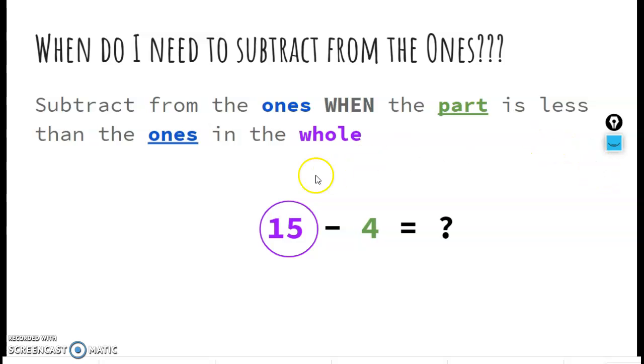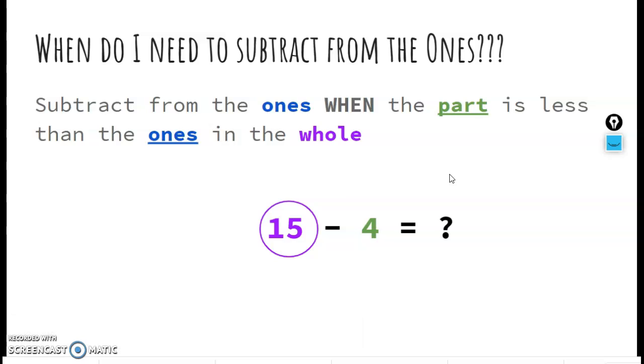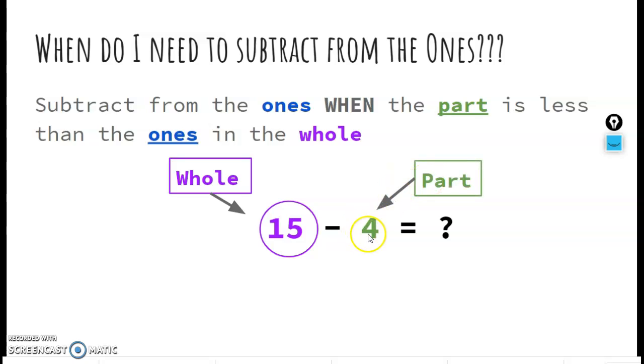Here is a problem right here where I would use this strategy. 15 minus 4. I color-coded all of these words. I've also color-coded the parts, and I'm going to label them to help you right now. So here we go, starting with 15 in the purple here is our whole, because subtraction always starts with a whole. It's a whole minus a part. The green number 4 is the part. Subtraction is a whole minus a part equals a part.